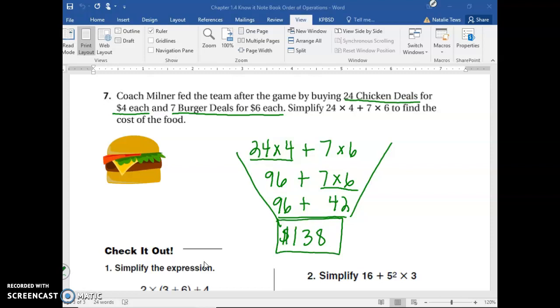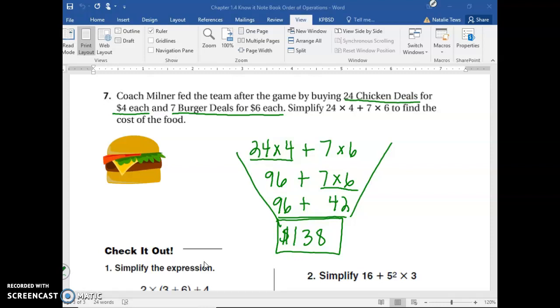Now something I want you to know about, just as a reminder, hopefully you already know this, the dollar sign should always be on the left. Sometimes I see kids writing it behind the number, and that would be wrong. I know, it looks weird. It always goes in front of the number, okay? All right, let's move on to the check it out.